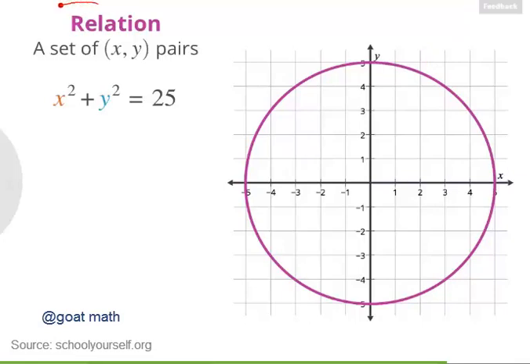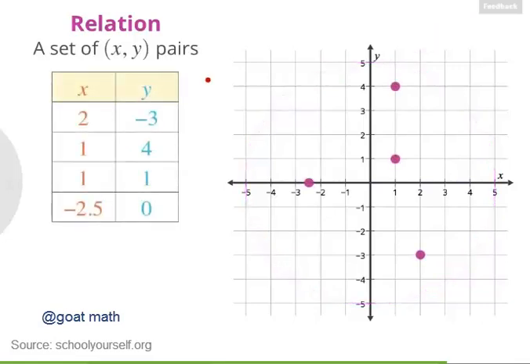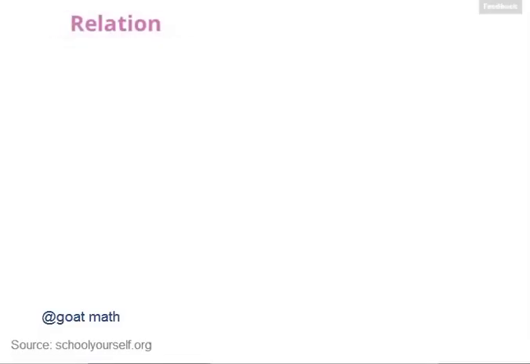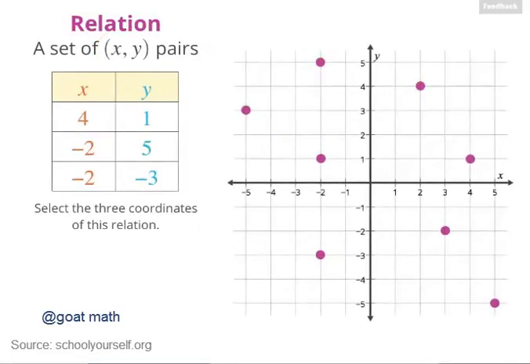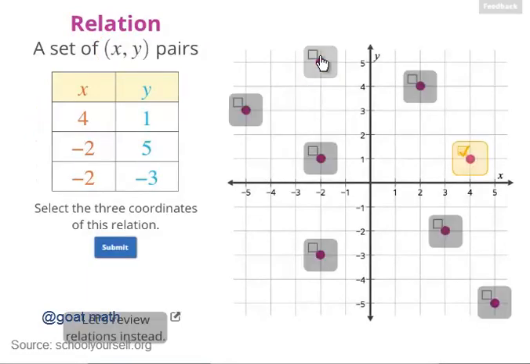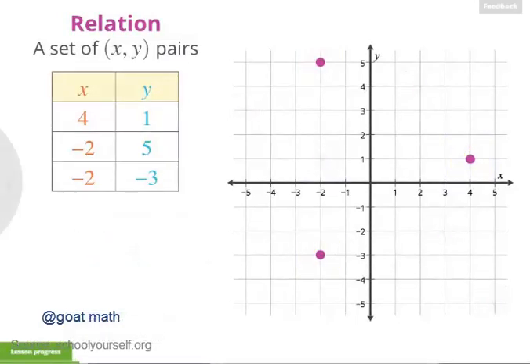So to summarize, a relation is a set or collection of xy pairs and can be represented as equations like this one, as inequalities, as graphs, or as tables like this one. Now, recall that a relation is a set of xy coordinates. Here's a table for a certain relation. Go ahead and select the 3 coordinates for this relation. Right, here are the 3 points for this relation.